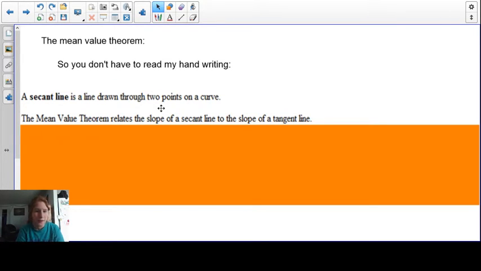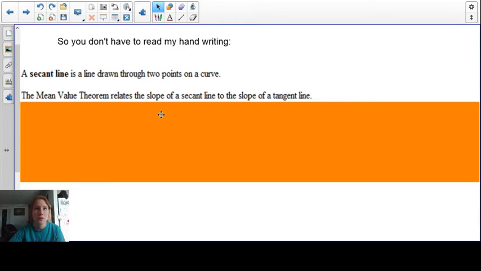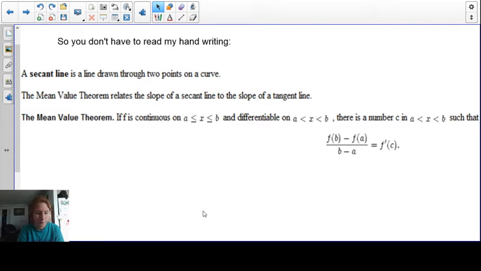Okay, a secant line is a line drawn through 2 points on a curve. And this theorem talks about the secant line compared to the tangent line. So it says that if f is continuous on [a, b], and it's differentiable, the same kind of idea of what we said above, then there's a number c that exists in there, such that if I plug in these values, I should be able to find that value. So you write that down. I'll wait.